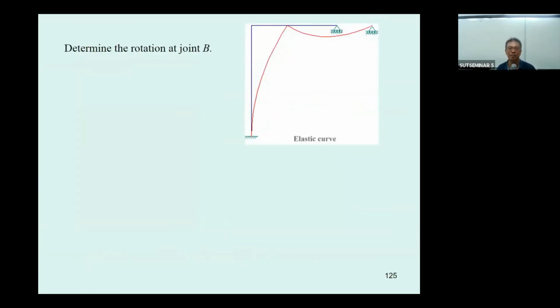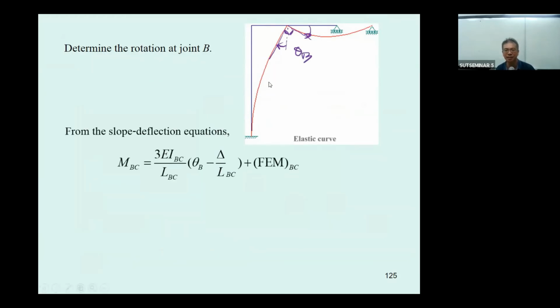Oh, we have one important thing. We're talking about the slope. After you draw this one, this is going to be the slope. When you draw the tangential line of this, it is going to be the 90-degree angle. This is called theta B. You can determine theta B easily.